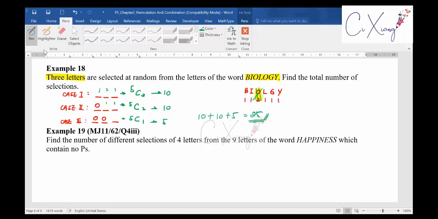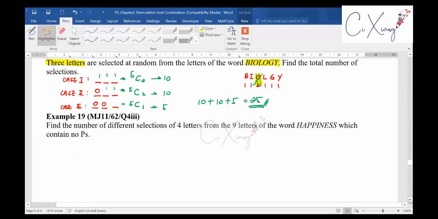Okay. So I hope that you have the idea here. You list out the cases one by one if you're having identical objects. Then next, let's continue to example 19.